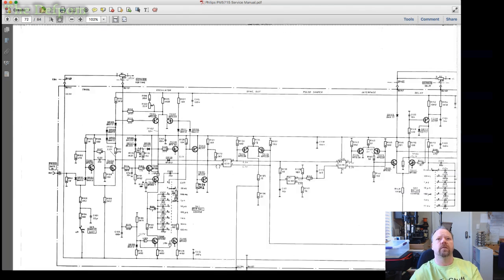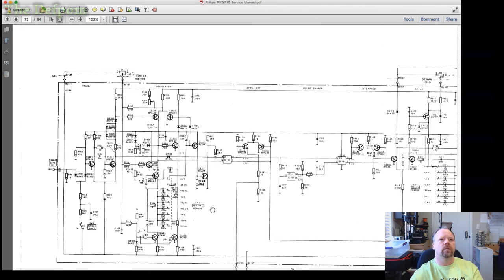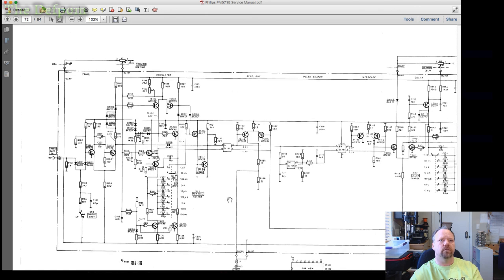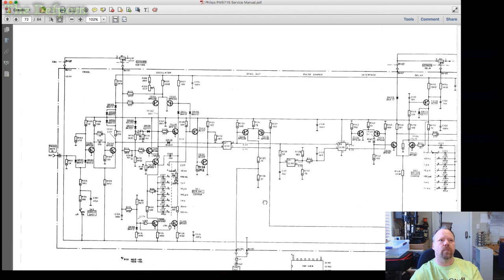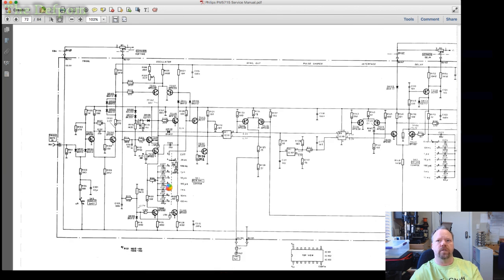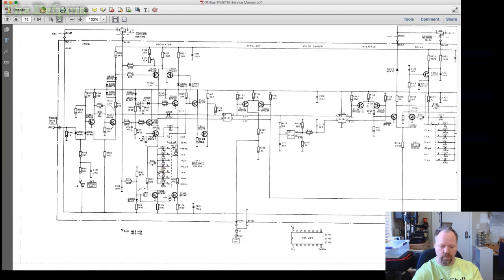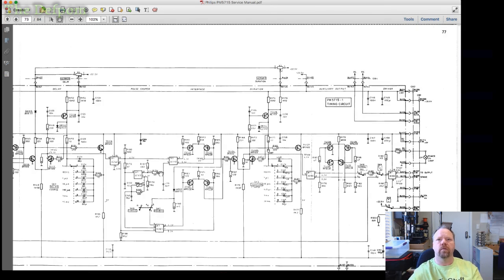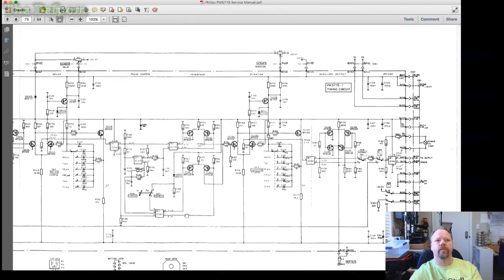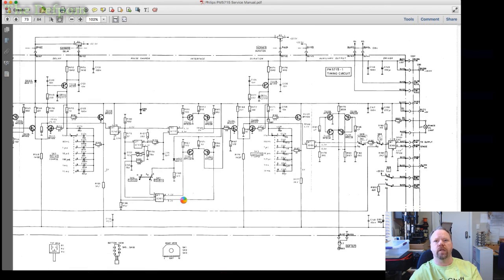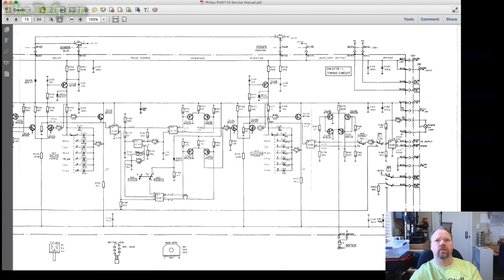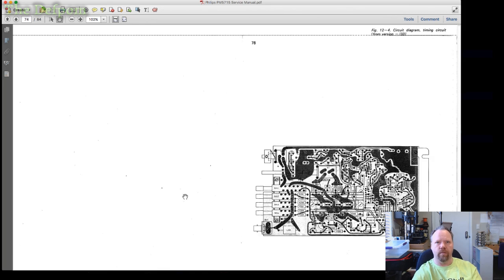What's this bit here? This is another version. What's this one? Was it the same diagram twice? That's interesting. It looks very similar to the other one. Maybe there's two versions of it. That looks like the same diagram. That's weird.